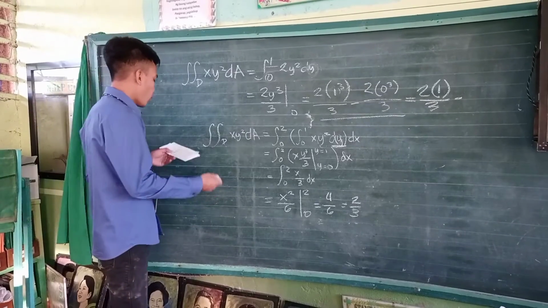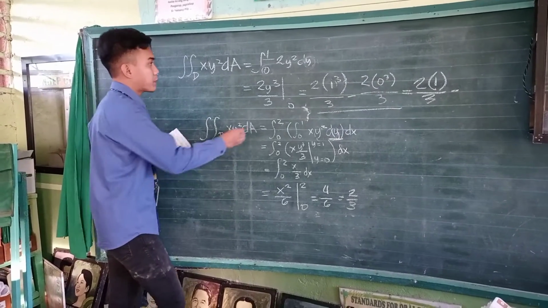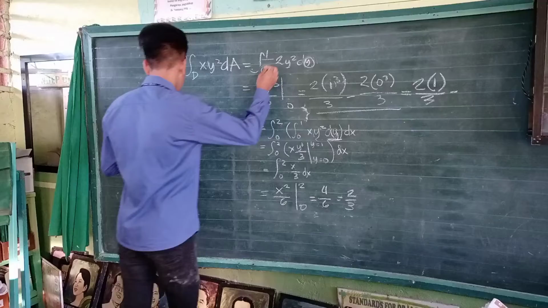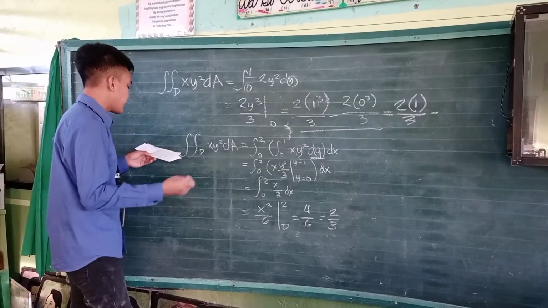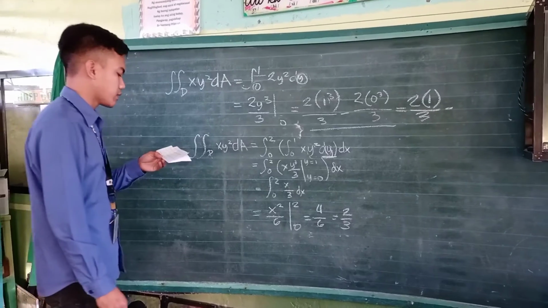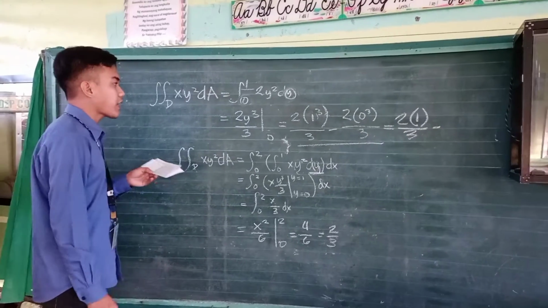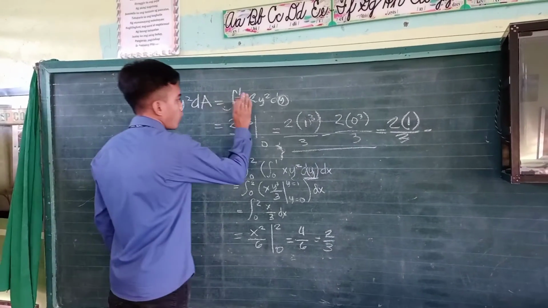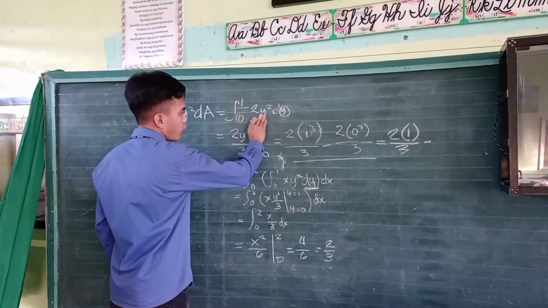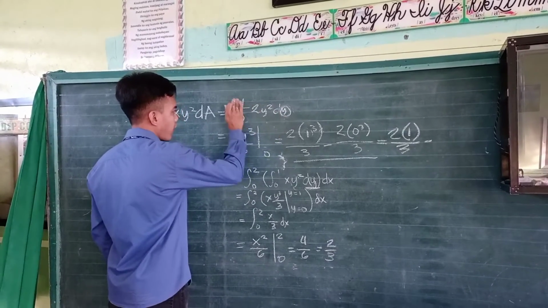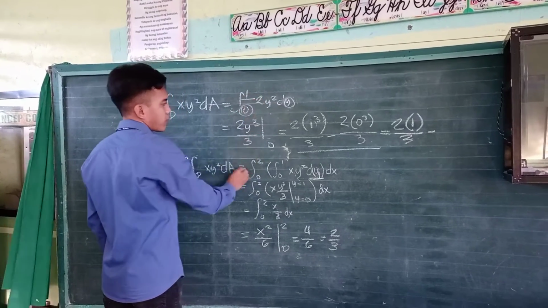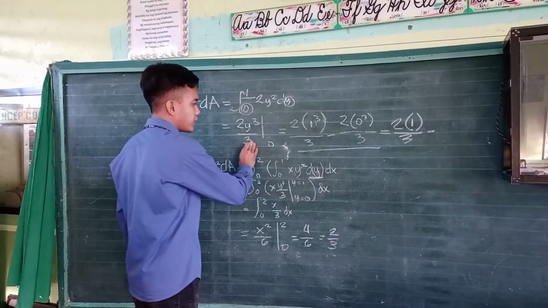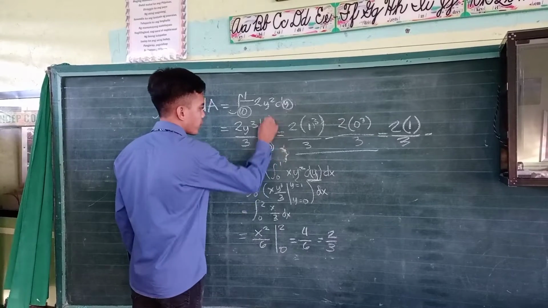To finish, we need to compute the integral with respect to y, which is simple. Since x is gone, it's just a regular one variable integral. We calculate that our double integral is the integral of 2y squared with respect to y from 0 to 1. So 2y raised to 3 all over 3, from 0 to 1.